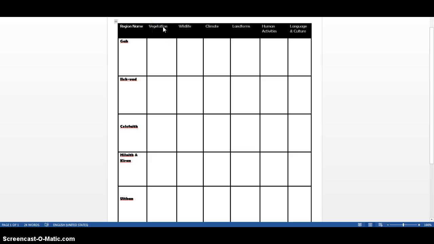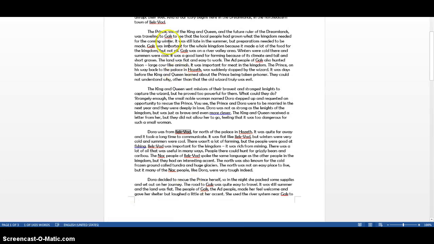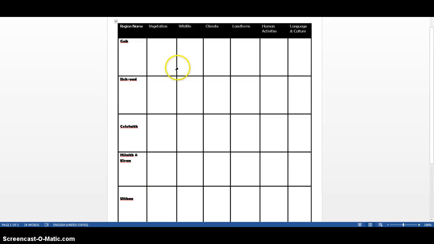vegetation, examples of vegetation, or plants. Animals, sorry, not animals, plants. Okay? Animals is wildlife, so you need to find examples of wildlife from the reading. Okay? In this section on Gak, for example, and add them to your list. Then look for information about the climate in Gak and write it in here. Look for information about the landforms of Gak and write them in here.